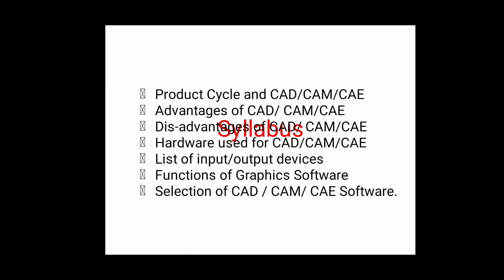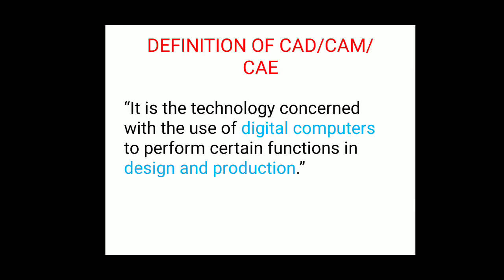So this is the syllabus for this chapter. First point, product cycle and CAD CAM CAE. Advantages of CAD CAM CAE. Disadvantages. Hardware used in CAD CAM CAE, list of input output devices, functions of graphics software, selection of CAD CAM CAE software. So these are the syllabus points, and we'll start one by one.